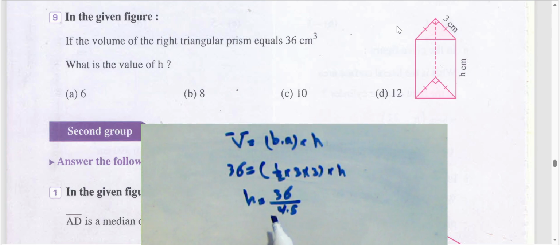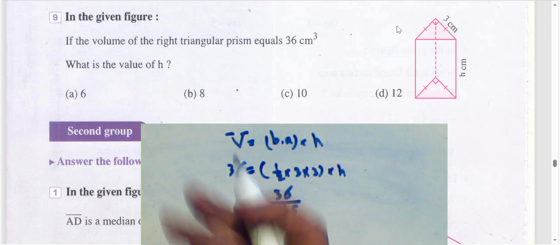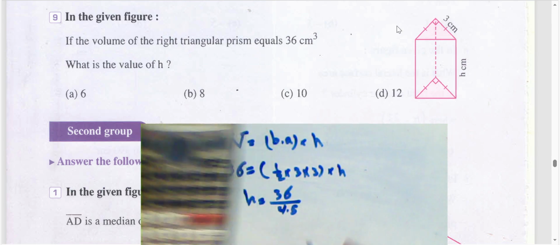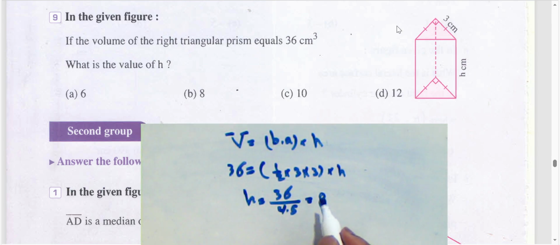Then we can write 36 divided by 4.5. 36 divided by 4.5, the result will be 8. Then the height equals 8 centimeters.